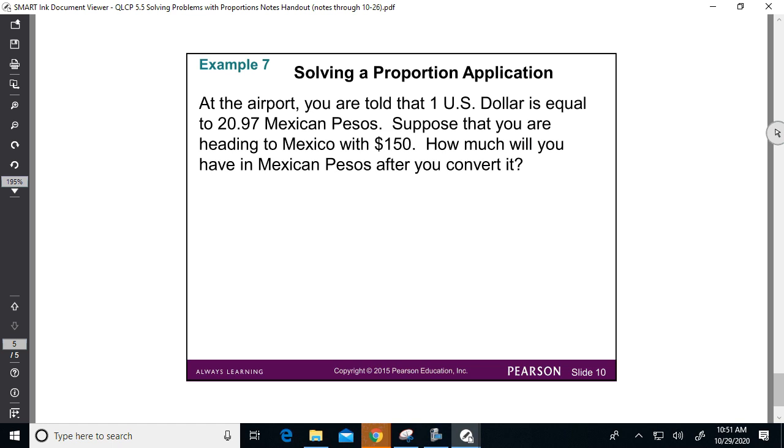At the airport, you are told that $1 US is equal to 20.97 Mexican pesos. Suppose that you are heading to Mexico with $150. How much will you have in Mexican pesos after you convert it?